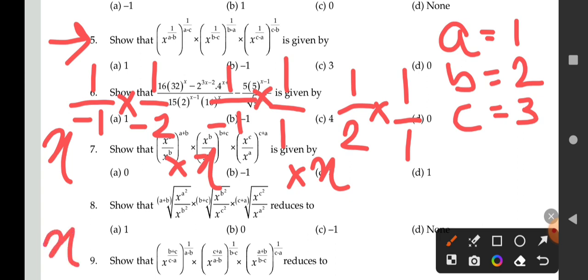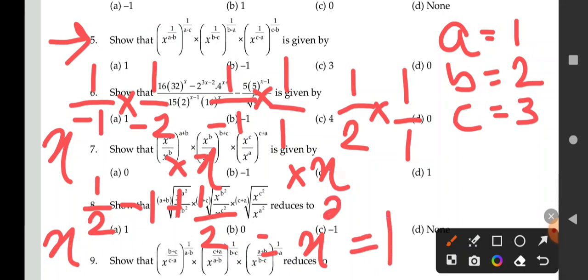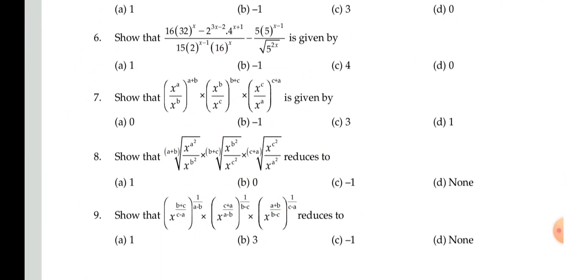So what do we have? X power minus minus gets cancelled and we have half, correct? And then again minus 1 and we have plus half. So half plus half becomes 1 and 1 minus 1 becomes 0. So anything raised to 0 is equal to 1. Option number A. Okay. Question number 6.